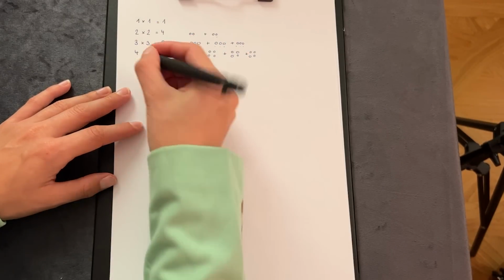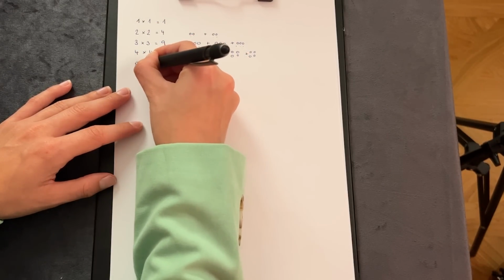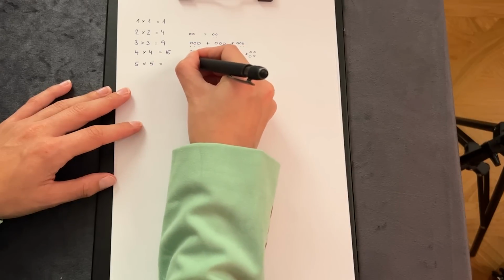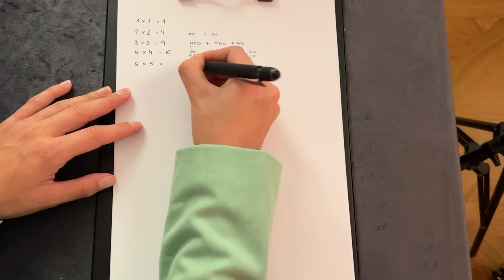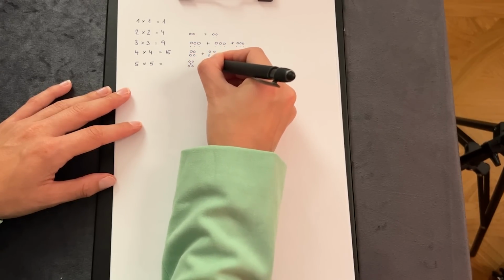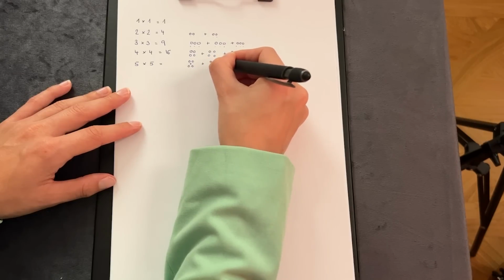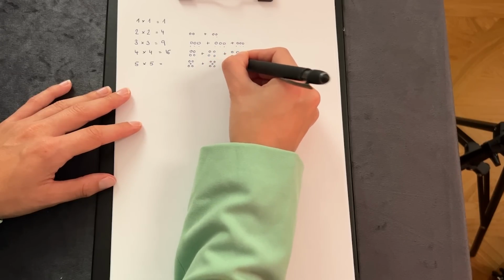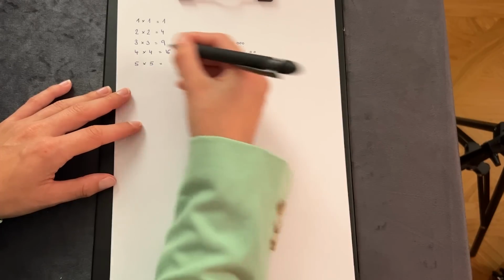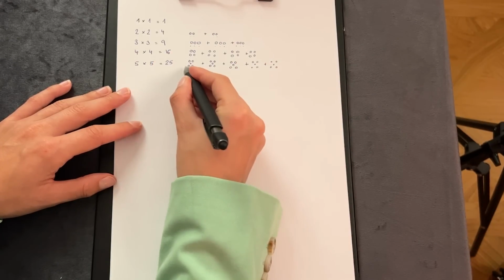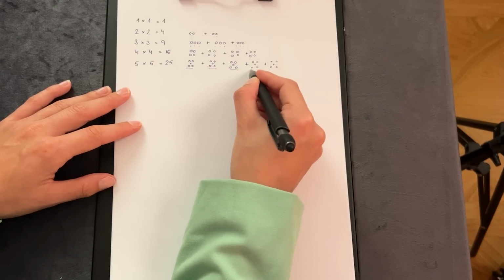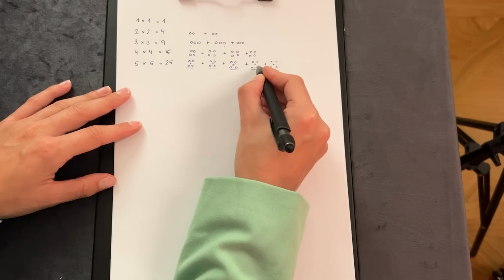Then we have 5 times 5. 1, 2, 3, 4, 5, 6, 7, 8, 9, 10, 11, 12, 13, 14, 15, 16, 17, 18, 19, 20, 21, 22, 23, 24, 25. So that's 25. 1 times, 2 times, 3 times, 4 times, 5 times 5.